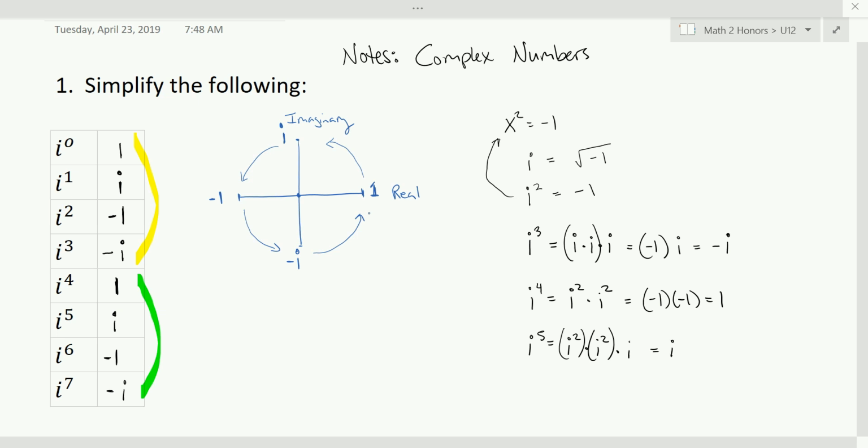Okay. So what is i to the 123rd power? Why? Someone said negative i. Why? Suzuka, that was you, huh?